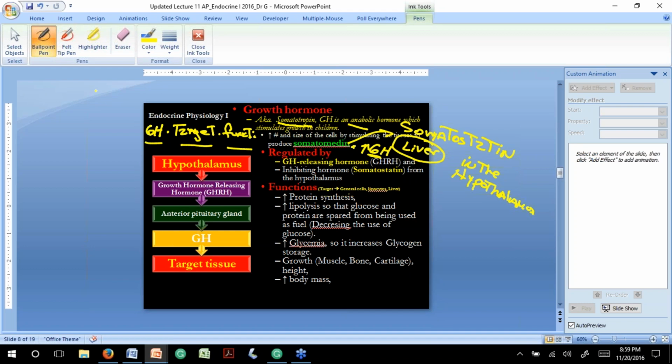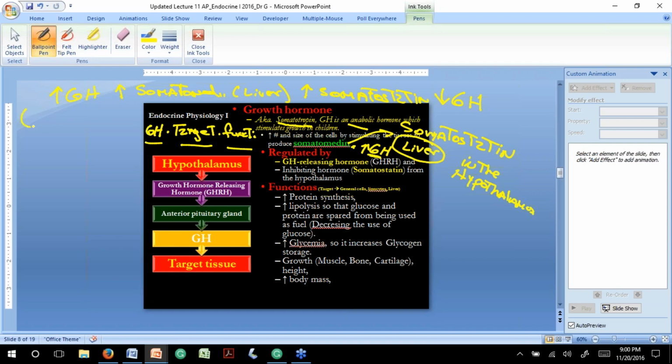So we have, for example, I'm going to put it here. You have high growth hormone that is going to increase the production of somatomedin, where? In the liver. This increase of somatomedin in the liver is going to go to the hypothalamus, and the hypothalamus is going to produce somatostatin. And what this somatostatin is doing is going to decrease the growth hormone. So here we have your negative feedback.